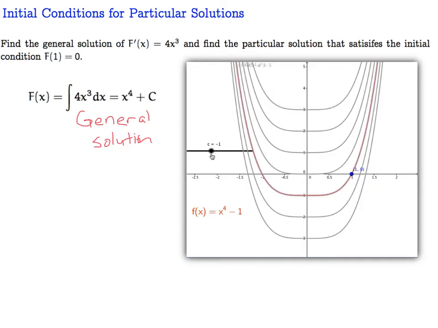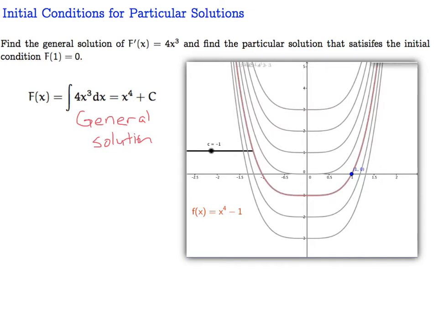So for many functions, you have this whole family, all these choices, and then by pinning down an initial condition, you can say exactly which one you want. The key is to remember that this is just a family of functions that all have the exact same slope, but since vertical translations don't change the slope, it can be any one of those.